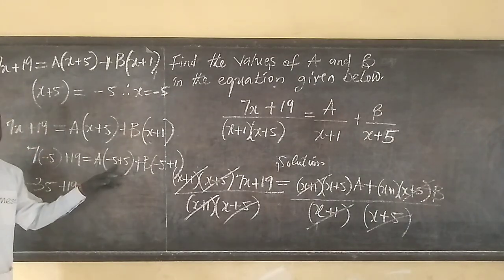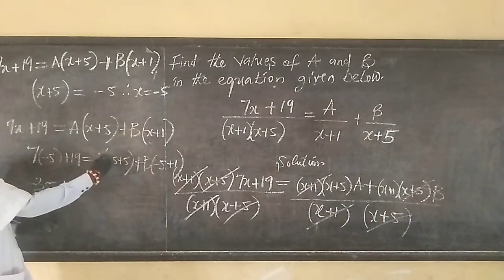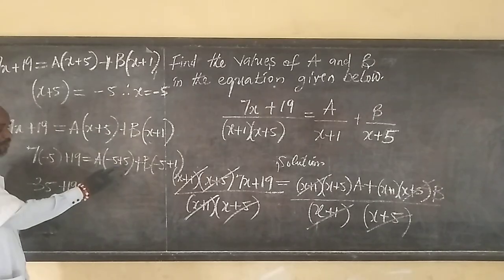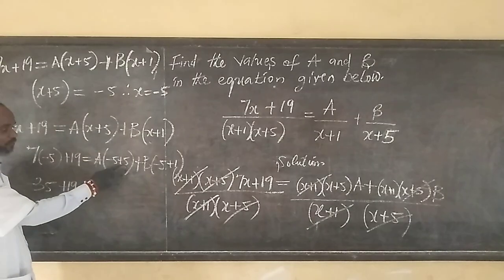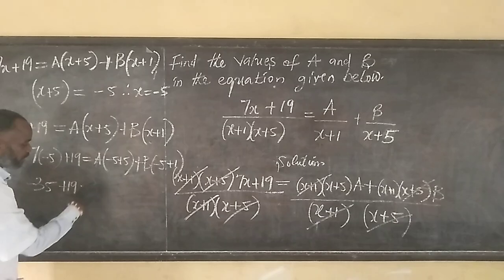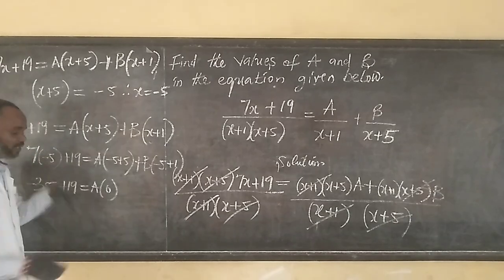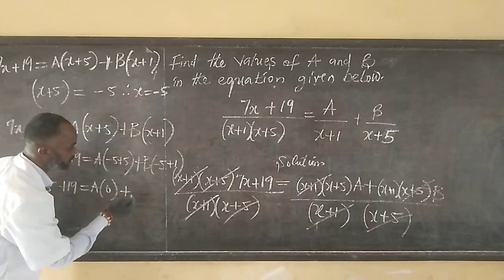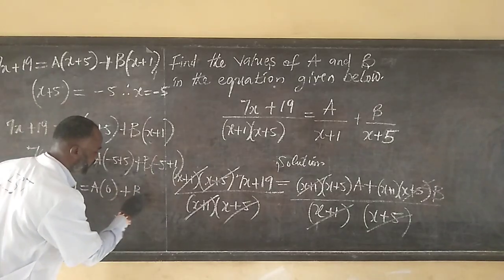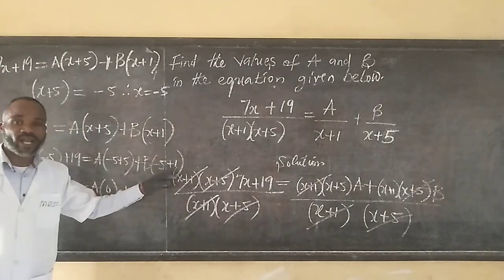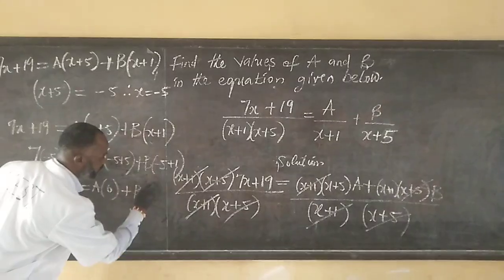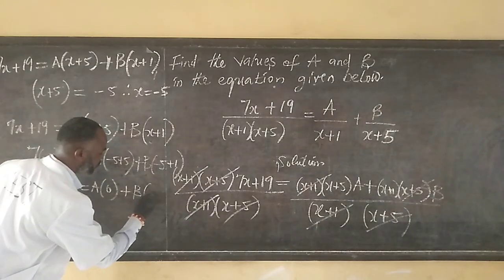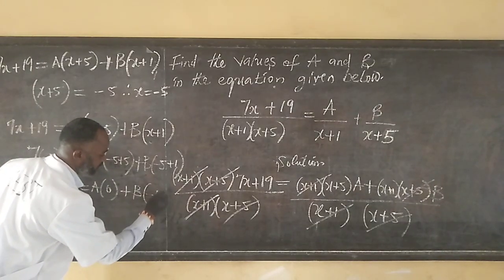Alright, what happens here? Very simple. Here becomes 0. Automatically it is 0 because minus 5 plus 5 is 0. So a bracket 0 vanishes. What remains here is b. We have b, right? Minus 5 plus 1 is going to give us minus 4. Okay?